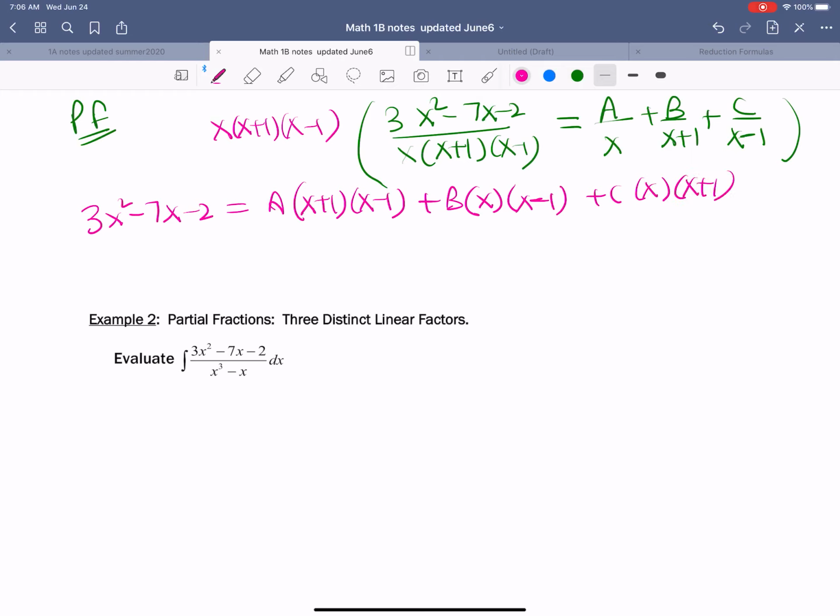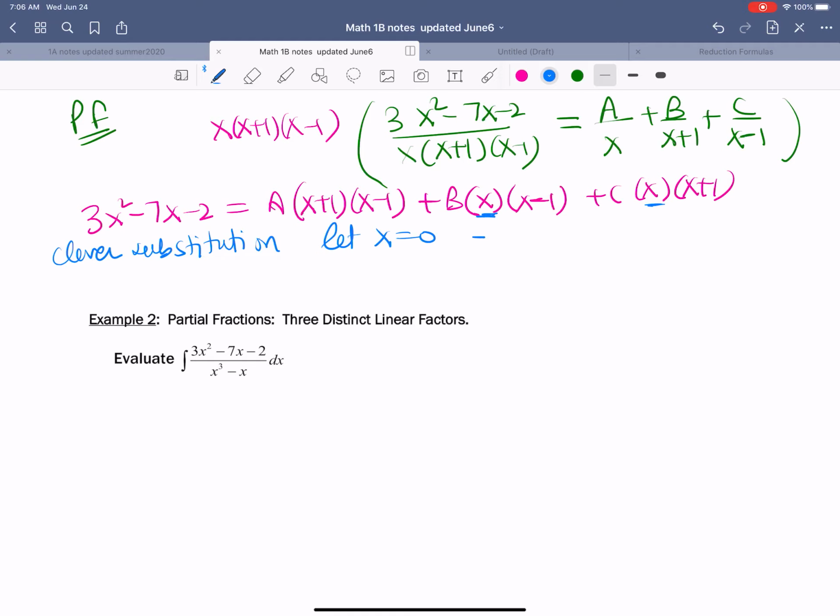All right. Now, we can distribute, combine all the like terms, and then equate the coefficients of x squared and x and the constant term. But I think it's a little bit easier here to do the clever substitution. Okay, clever substitution, I'm going to let x be 0. If I let x be 0, both b and c will turn into 0 because they have a factor of x in there, and I would be able to find out the a.